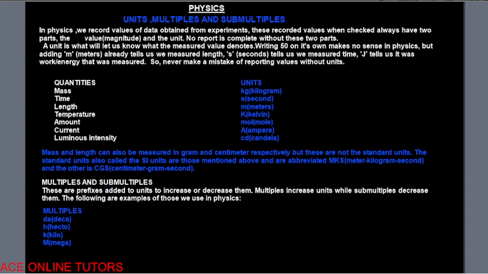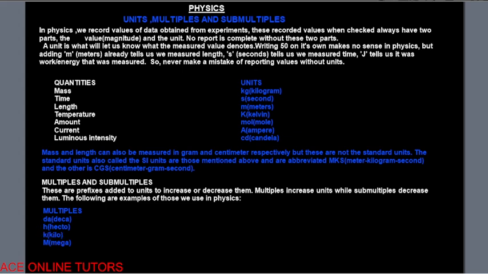Now some of the multiples that we have: we have deca, we have hecto, we have kilo, and we have mega. Now these are like 4 of them that we need to know, that we use in physics to increase the value of quantities. Now you see that they have their own way of writing them. So they won't write it in full as deca. They'll just write it as dA. Instead of writing hecto, they will write h. Instead of writing kilo, they will just write k.